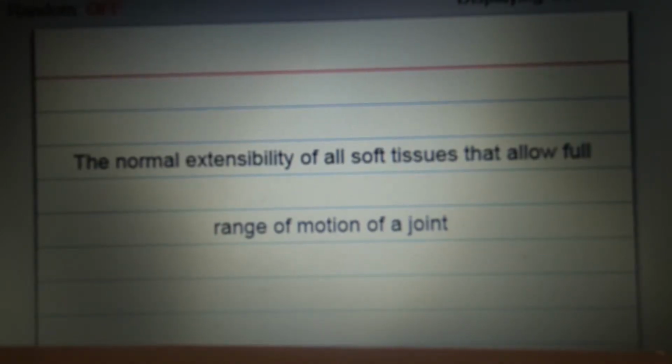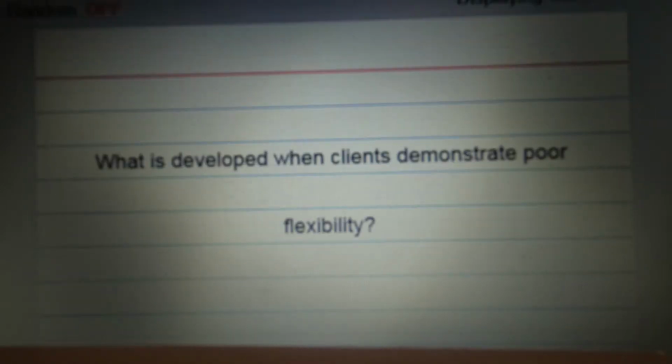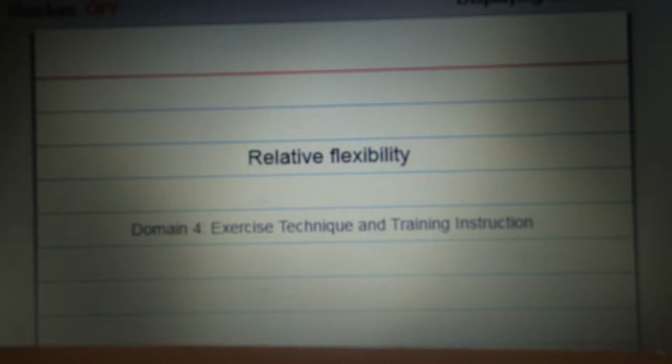The normal extensibility of all soft tissues that allow full range of motion of a joint. Flexibility. What is developed when clients demonstrate poor flexibility? Relative flexibility.